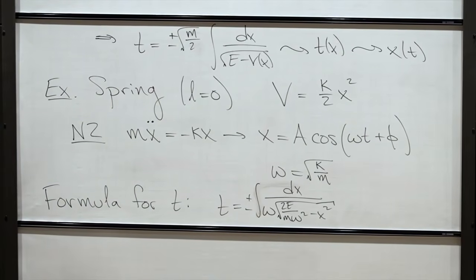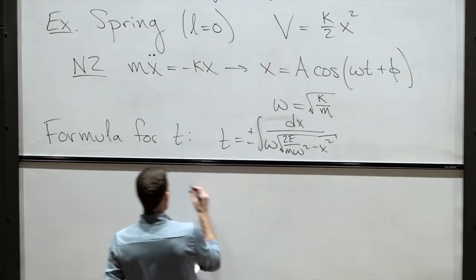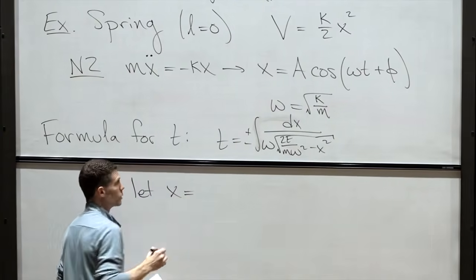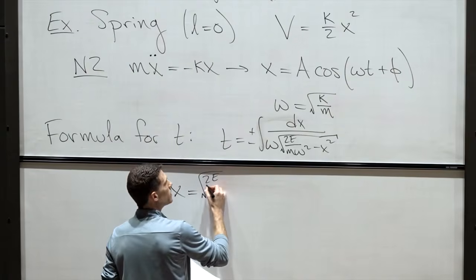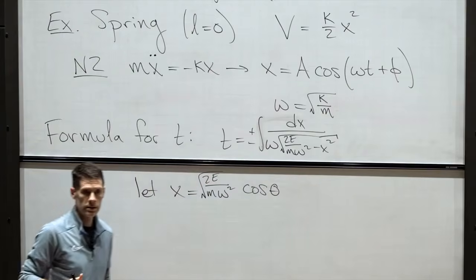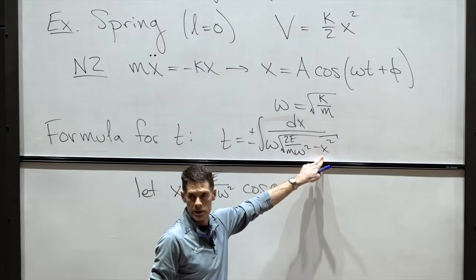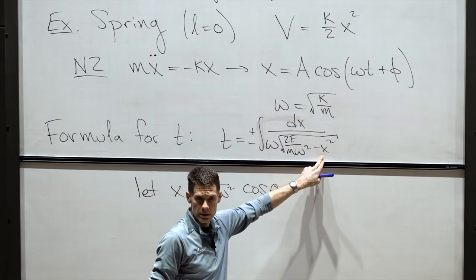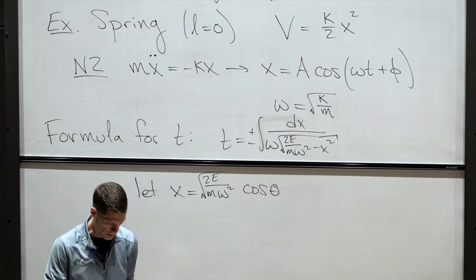That's not very nice, but we can integrate that. I'm thinking I need to use a trig identity. I've got a something squared minus an x squared, so I want to use like a 1 minus cosine squared. So if I let x equal the square root of 2E over m omega squared cosine theta, then this becomes like a 1 minus cosine squared. That's good. That's a sine squared. A square root is a sine, and the dx is also a sine, so it's something I can integrate.